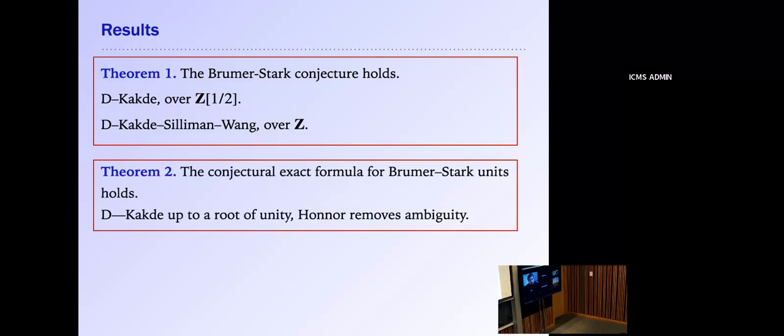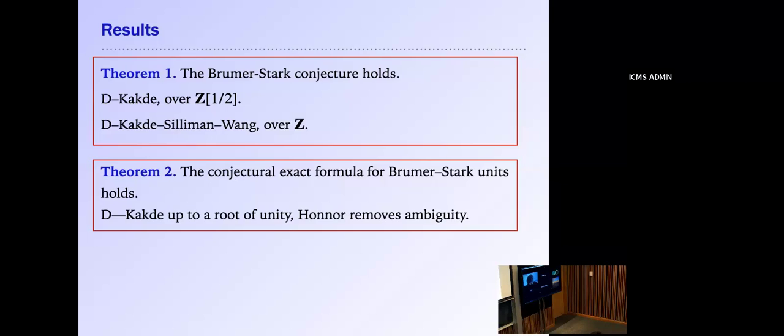And the second thing, which really comes from a breakthrough of Burns, Bullock, Dowd, and Seo, is that the equivariant Tamagawa number conjecture holds, which in particular implies that the conjectural exact formula for Brumer-Stark units holds. So I'll give a whole lecture on this at the end about the ETNC.